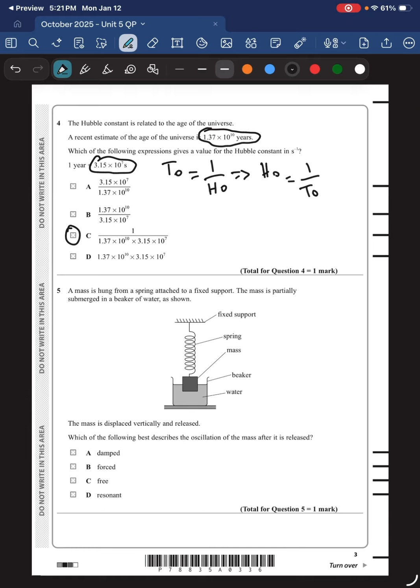Okay, question 5. A mass is hung from a spring attached to a fixed support. The mass is partially submerged in a beaker of water as shown. You have the fixed support, the spring, the mass, and the beaker and the water. The mass is displaced vertically and released. Which of the following best describes the oscillation of the mass after it is released?